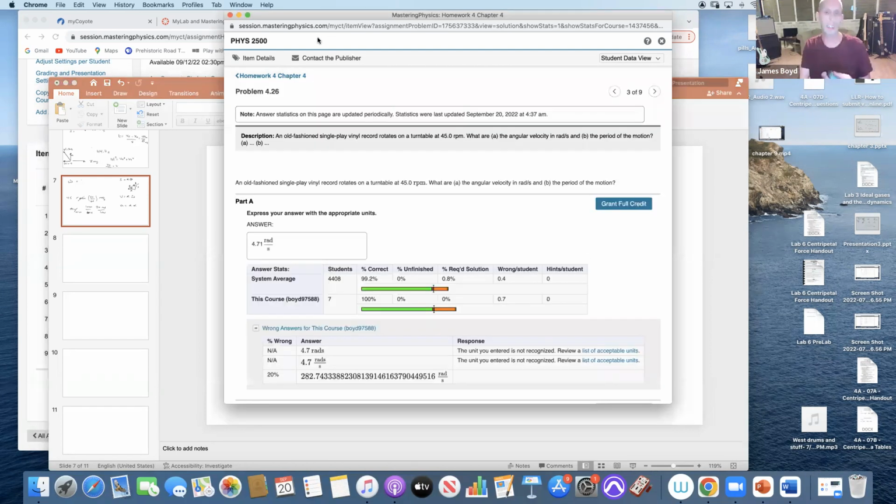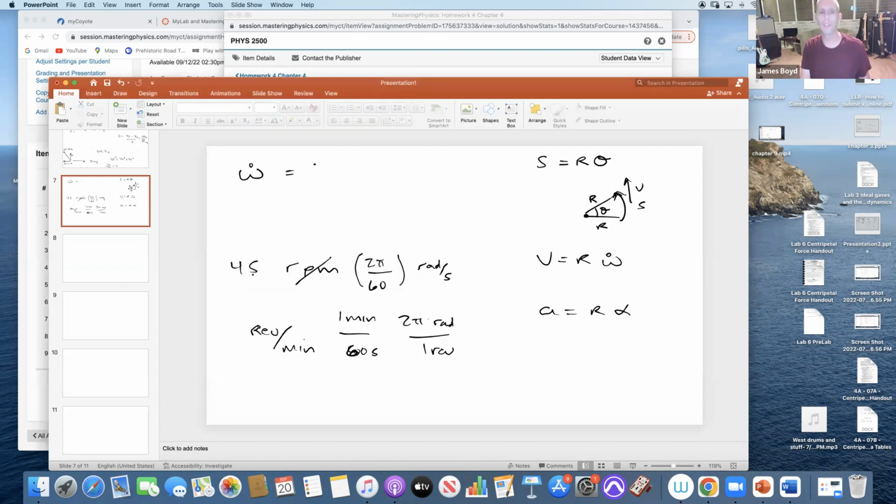So omega is 45 times 2 times pi divided by 60, which is 4.71. Okay, so revolutions per minute, there are 2 pi radians in 1 revolution. One trip all the way around is 2 pi radians. And in 1 minute, there are 60 seconds, so you just convert it. So we got 4.71 rads per second.